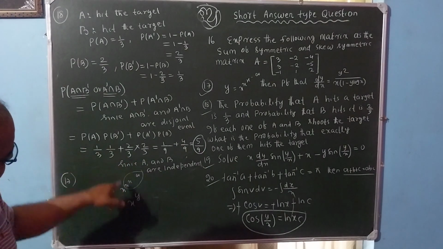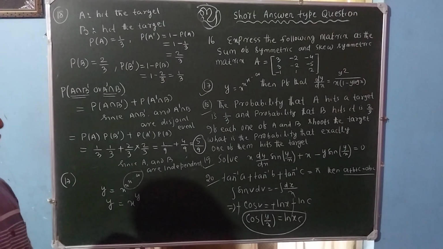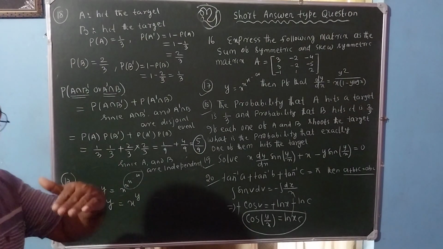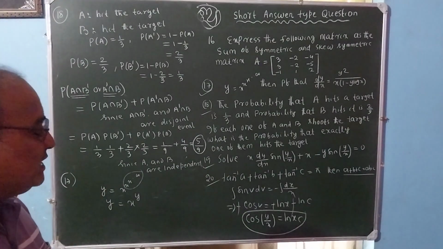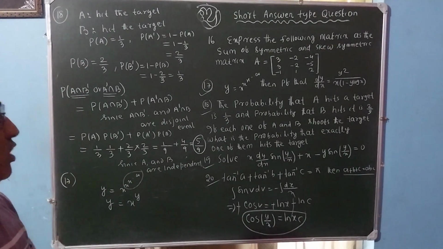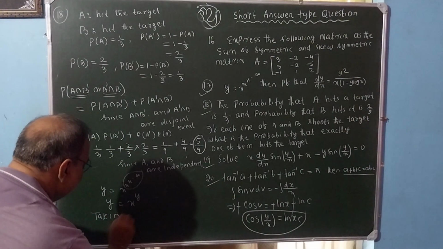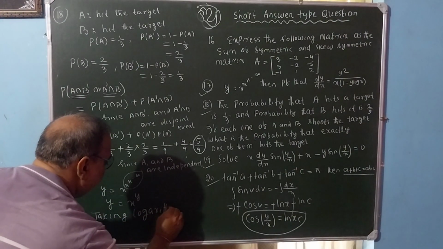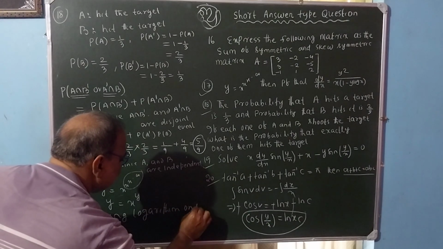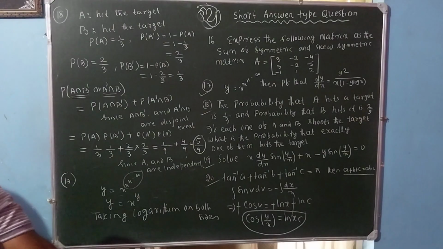Now we have to take logarithm on both sides, because when one function is the power of another function, then in order to find its derivative, we have to use logarithm on both sides. Okay, taking logarithm on both sides.